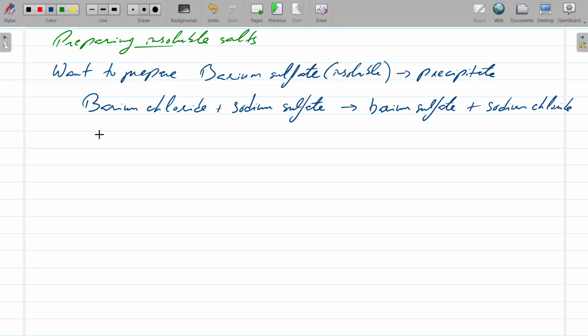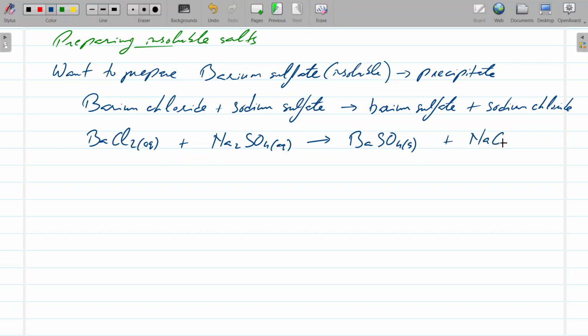The equation looks like this. You've got BaCl2, which is aqueous, plus Na2SO4, which is also aqueous, giving you BaSO4, which is a solid, it's insoluble, and NaCl, which is aqueous. Now this thing is not balanced.